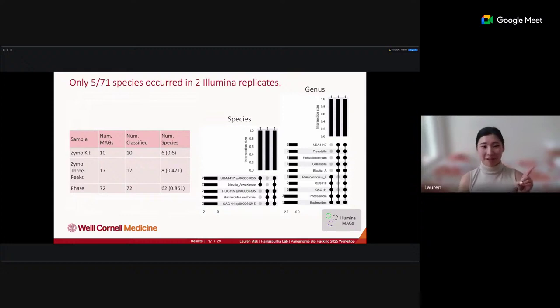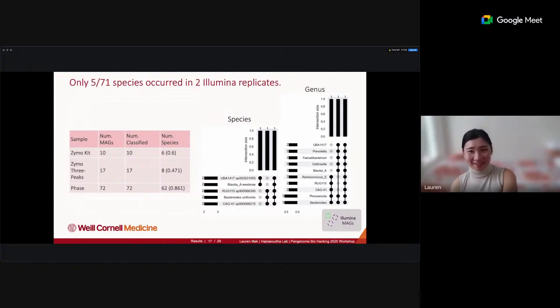There was one repeat of a species in a single replicate. So in the Illumina data set, we discovered 2 MAGs that were classified as the same species. So there were 71 MAGs in total that were classified at the species level. Only 5 out of the 71 species occurred in 2 Illumina replicates, in more than one, which means that each of these technical replicates discovered a nearly private set of species.